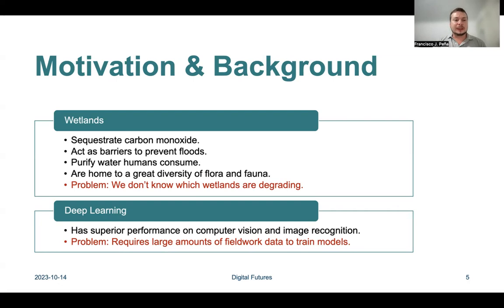Regarding computer science, deep learning has shown superior performance on computer vision and image recognition tasks, which makes it ideal to use along with satellite imagery to monitor the wetlands. However, we have a big problem, and that is that deep learning requires large amounts of fieldwork data to train models.